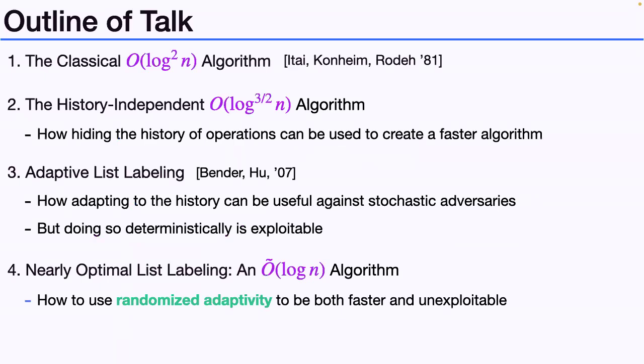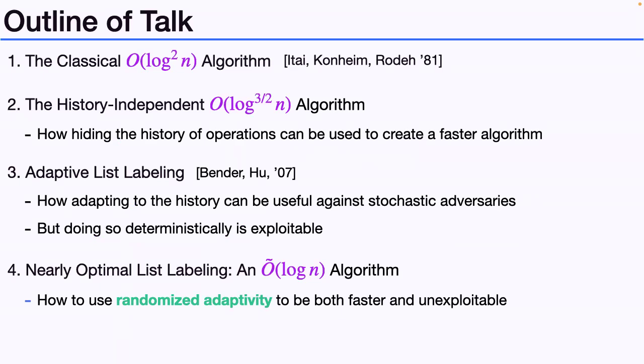All right, so here's the outline for the talk. Generally the theme of this talk is the ways in which hiding your history can help you, and then the ways in which using your history can help. So for intuition, we're going to talk through a couple of algorithms before we get to ours.